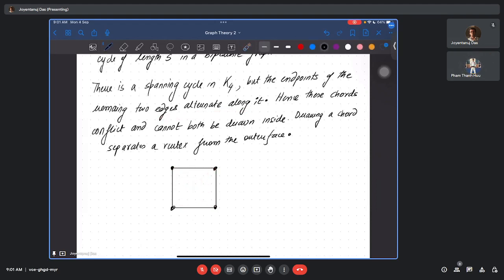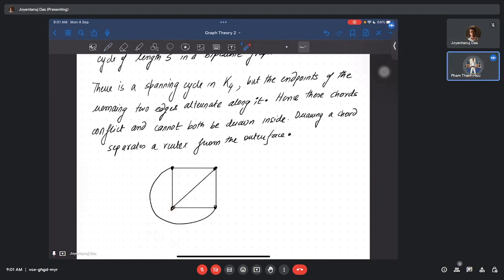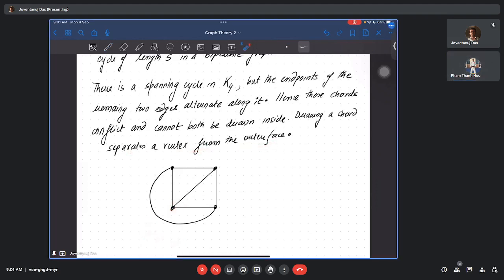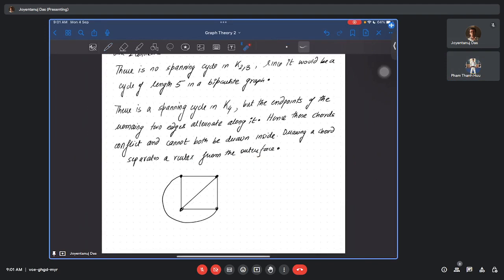I have to draw one inside and one outside. Once I draw one inside and one outside, whenever I try to draw the outside edge, it does not allow one vertex to be in the outer face, right? It separates the vertex from the outer face. So that property is getting violated, and it is not an outer planar graph, right? Up to this part is clear, right?